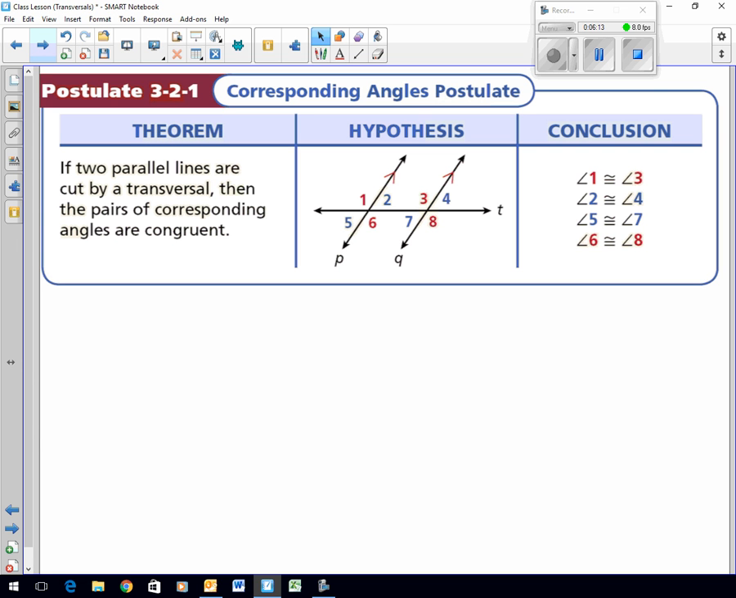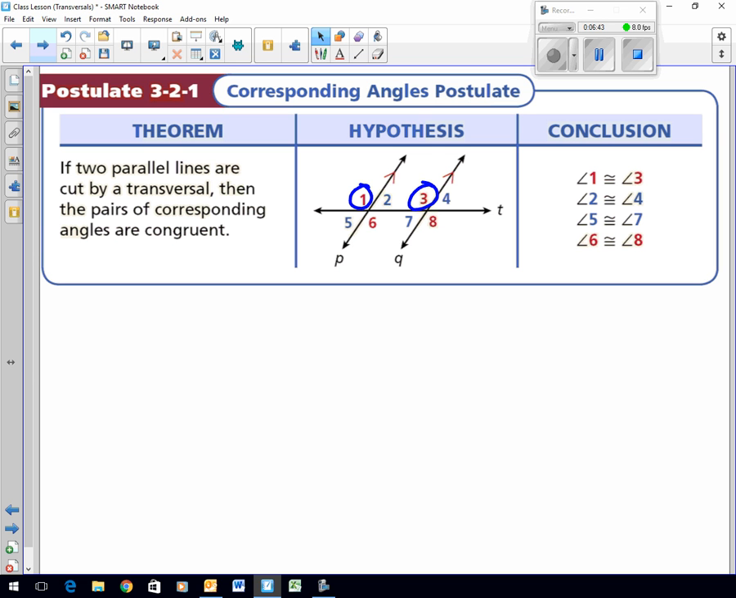Two parallel lines. What kind of lines? Parallel. He's got it. Parallel lines cut by a transversal. The pairs, how many? 2. The pairs of corresponding angles are congruent. What the heck is a corresponding angle? I do this every year, and every year it comes back to this to help kids recognize it.